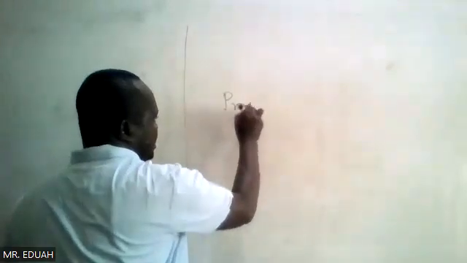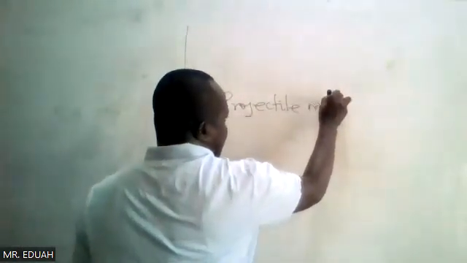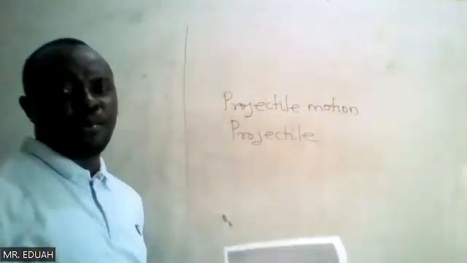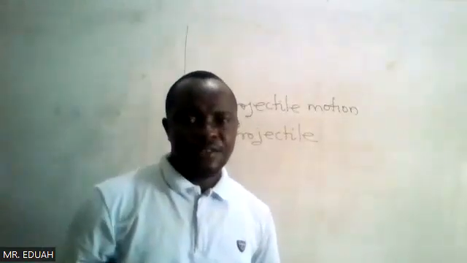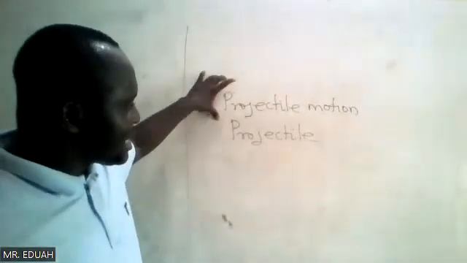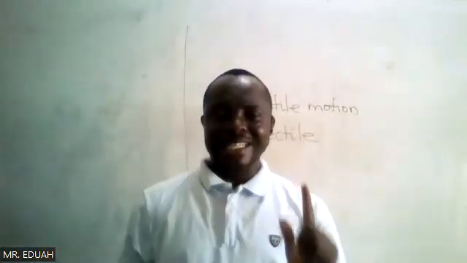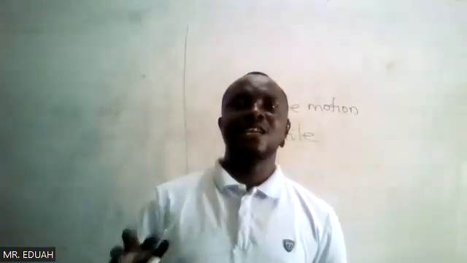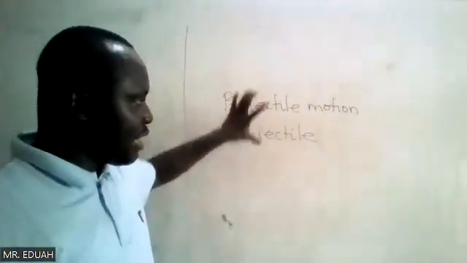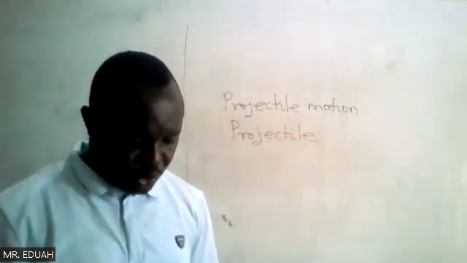neglecting air resistance. But the key note here is that you have to understand that there is a difference between what a projectile motion is and what a projectile is. A projectile is a body that is given an initial velocity and falls under the influence of gravity, whilst air resistance is neglected. Then a projectile motion is the motion of a body that is given an initial velocity and falls under the influence of gravity, whilst air resistance is neglected. So be careful whenever you are answering and how you put your words together.